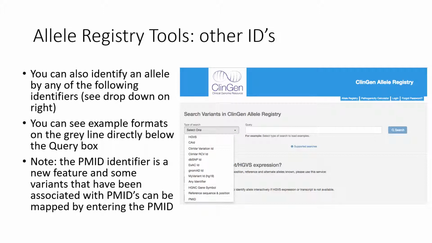This is actually a new feature, the PubMed ID, that leverages the new links that we have between certain variants and PubMed IDs that they have been reported in. So you can search for these variants by the PubMed ID, but it should be noted that many variants have not yet been linked to PubMed IDs in the ClinGen allele registry, so you may not find any results if you search only with the PubMed ID.